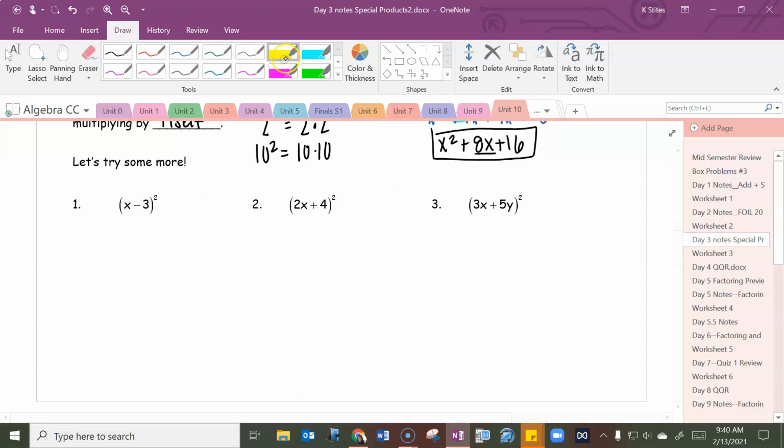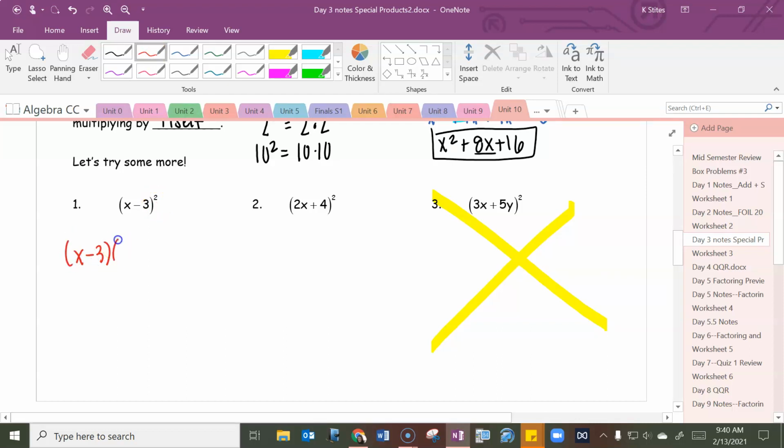All right, let's just try 1 and 2. We don't need to worry about 3. So again, when you see this squared, you're going to write it twice. If it was cubed, you'd write it 3 times and then you'd have to FOIL it out. Okay, write it twice, FOIL. First, x times x is x squared. Outer, x times negative 3 is negative 3x. Inner, negative 3 times x is negative 3x. And last, negative 3 times negative 3, careful with your sign, is a positive 9.